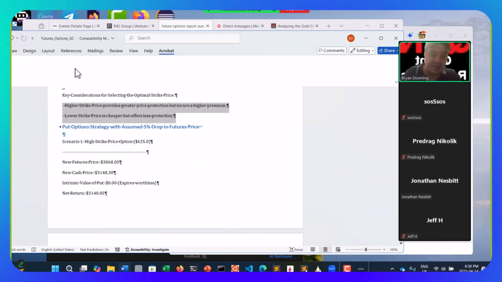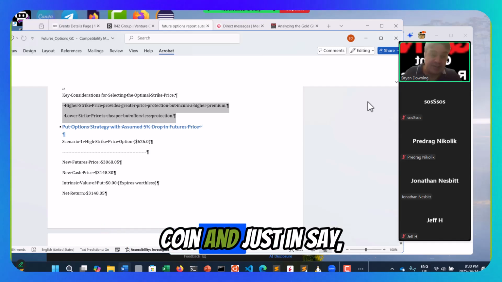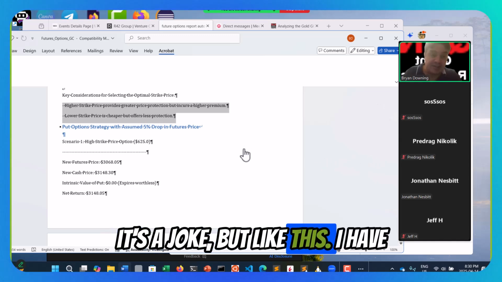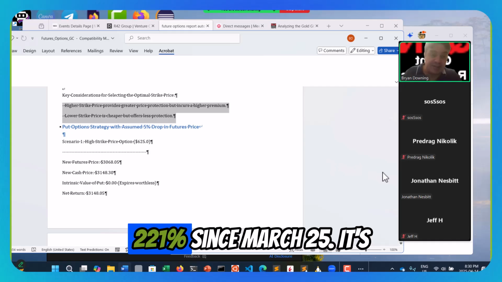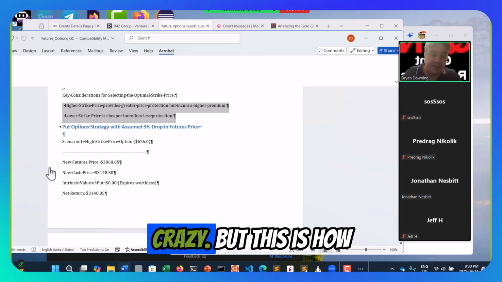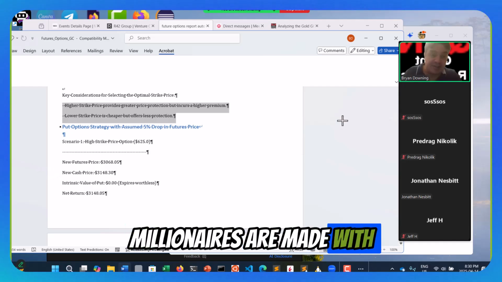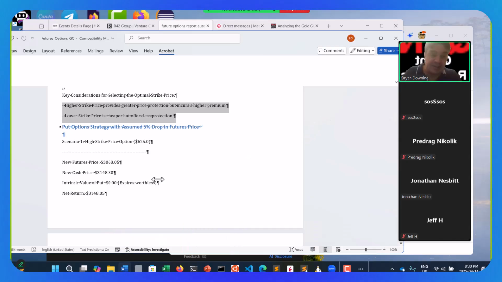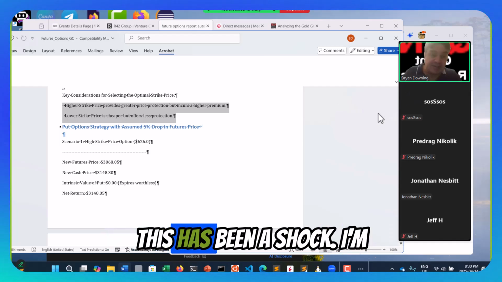If I do Bitcoin, okay, so what's the difference? Negative 12. Yeah, but look at the difference between Bitcoin and Fartcoin. After I dumped my Bitcoin, I didn't buy it back. It's a joke, but I know, that's what I should have bought. Look at this, up 221% since March 25. That's crazy. But this is how millionaires are made with Doge. Fartcoin's going to move, dude. The joke coins are always up, but this has been a shocker.